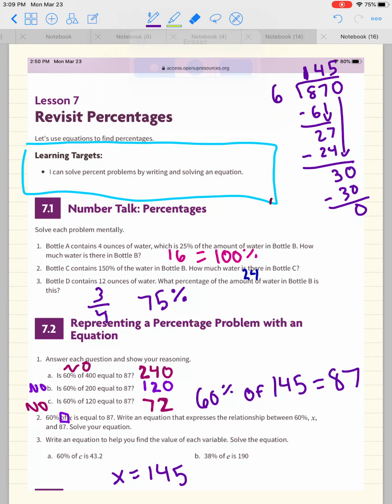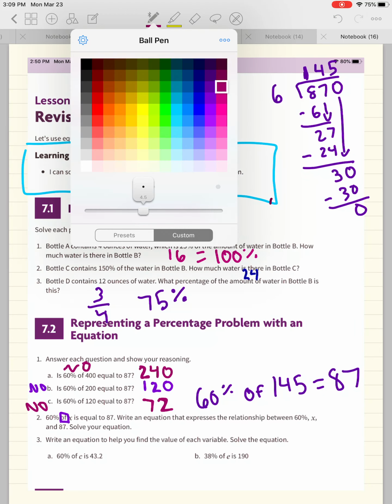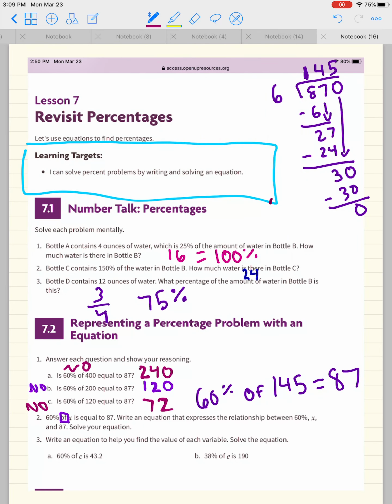All right. I would really like you guys to try A and B on your own. 60% of C is 43.2, and 38% of E is 190. I'll go ahead and help you set up the equations. 60 over 100 times C is 43.2. And 38 over 100 times E is 190.